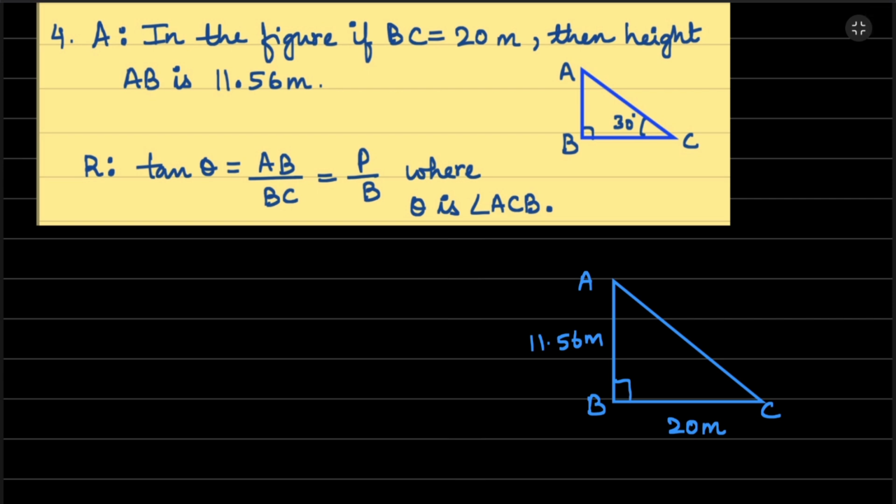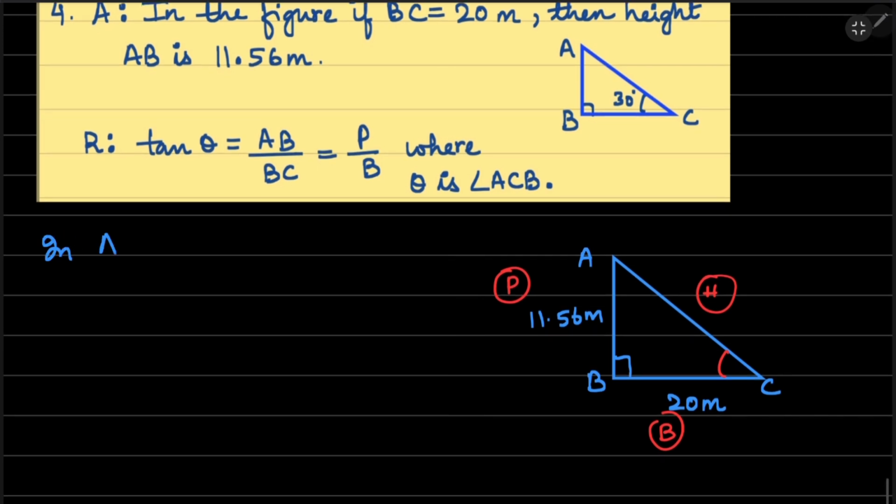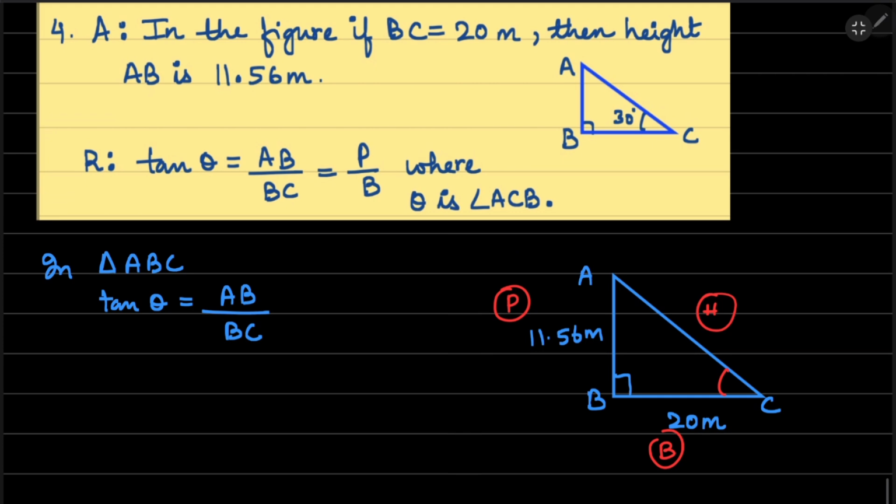Okay, so what should you do? The reason is nothing but tan theta equal to P by B, where theta is equal to. So let's find out. In the triangle, you are given, this is your theta, for example. Then this becomes your perpendicular, this is your base, and this is your hypotenuse. So let's do it with respect to the assertion statement. In this particular triangle ABC, tan theta is equal to AB by BC, perpendicular by base, base is BC, right? So let us see what we are getting.